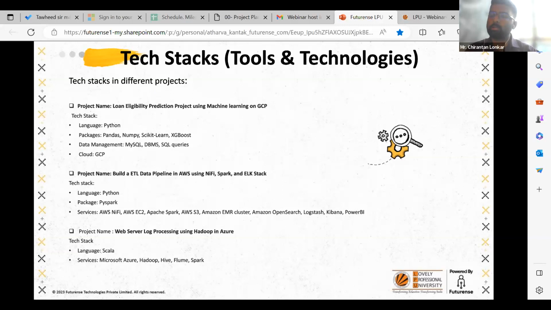So we train our students in NiFi, whether it's S3, Amazon EMR, or ELK, which is Elasticsearch, Logstash, and Kibana. We look into all that. So you can think of your portfolio or CV getting really broadened here. All right, next slide.